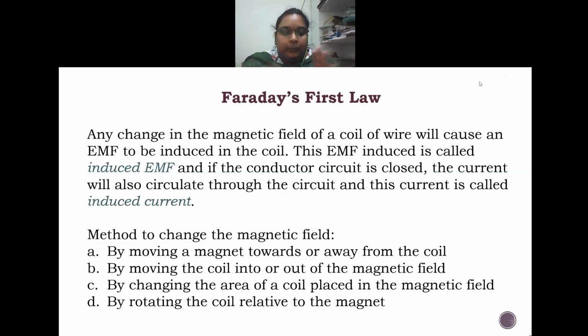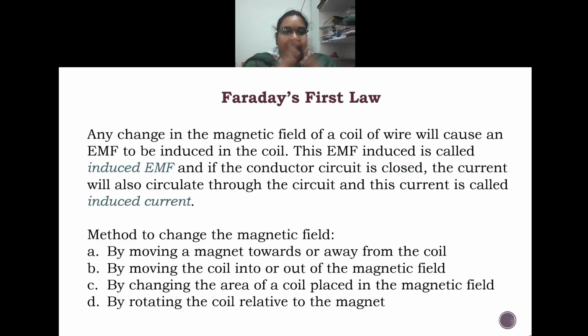So by either moving the magnet towards and away from the coil, or by moving the coil into and out of the magnetic field, either way we change the magnetic field and an EMF can be produced. The next method is by changing the area of the coil placed in the magnetic field.